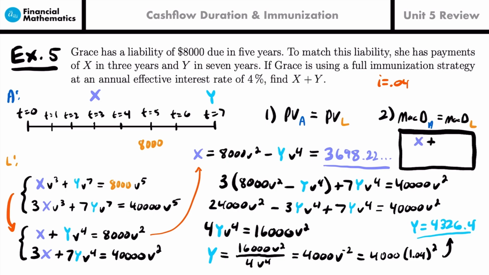X plus y is equal to 3,698.22 plus 4,326.4, which will get you $8,024.62. That is the final answer to this problem.